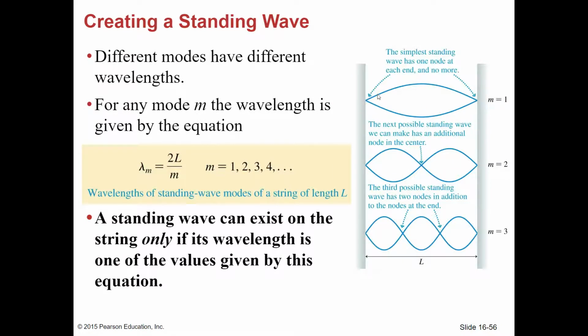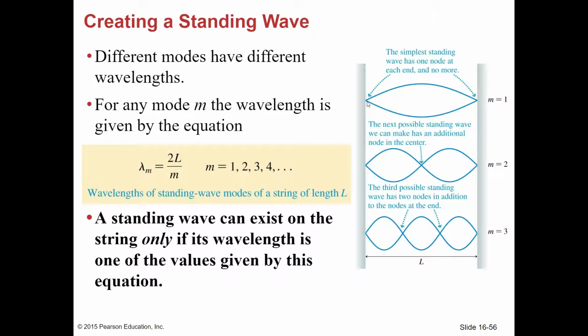And each of these modes has a different wavelength, right? Because this is half of a wavelength for mode 1, but this is a full wavelength for mode 2. This distance L, for mode 1, L is half a wavelength. For m equals 2, L is a full wavelength. So for any mode, m, the wavelength is given by the equation: wavelength of whatever mode we're talking about equals 2 times the length divided by whatever mode we're talking about. Right? 2 times this distance, so 2L, divided by 1 would give us the wavelength of 2L.